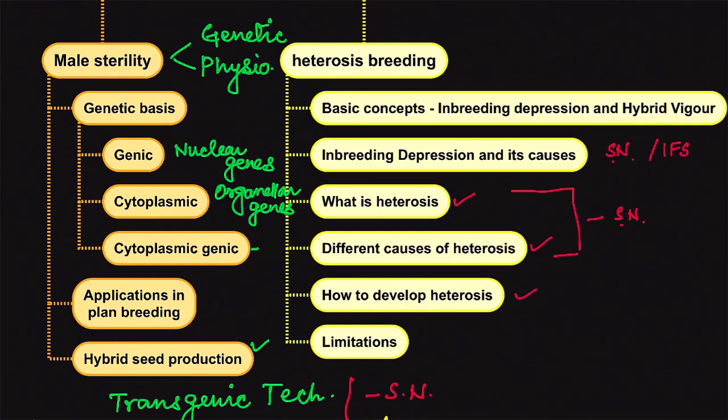Then you will be coming to how we go on to breed for heterosis. How do we develop heterosis in a certain line? You will be explaining the heterosis breeding method in detail, and this is the technical part which you have to do in detail, and you can be expecting a short note here also. Lastly, limitation of heterosis breeding approach you have to identify very clearly.